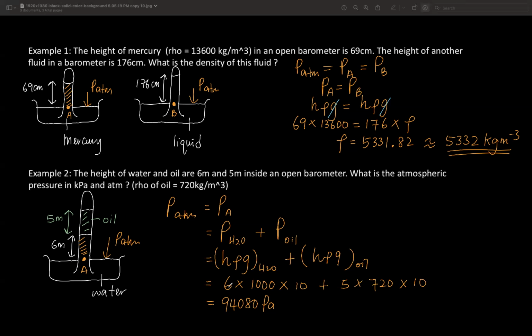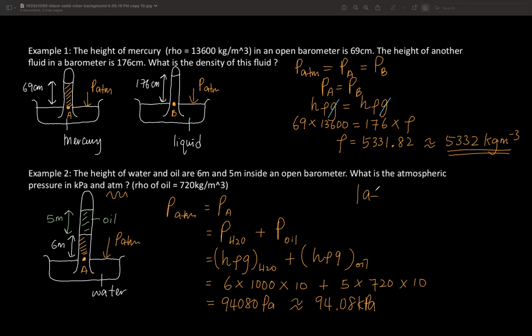Okay, so 94080 Pascal. That is in Pascal, right? So kilopascal, we just do 94.08 kilopascal. And then also the question wants it in ATM.